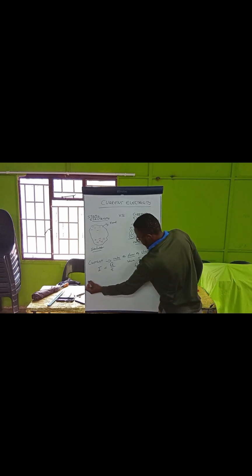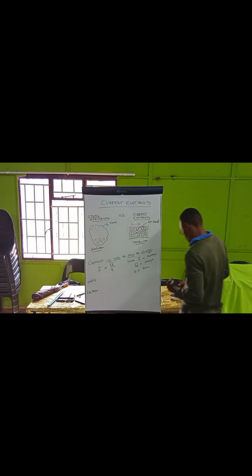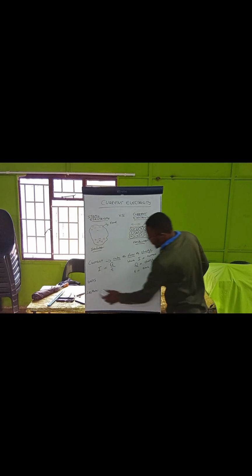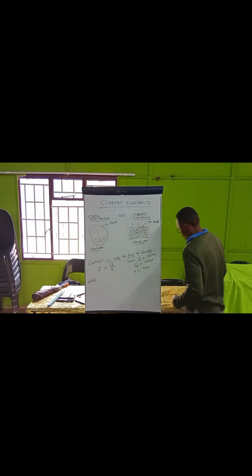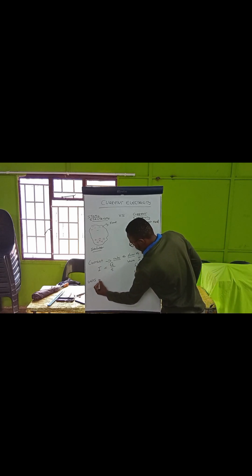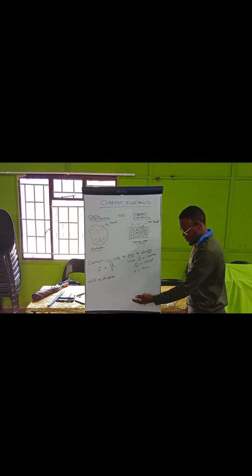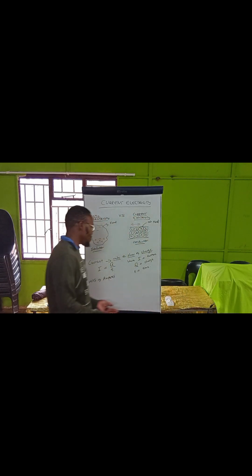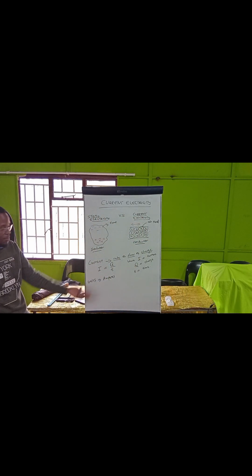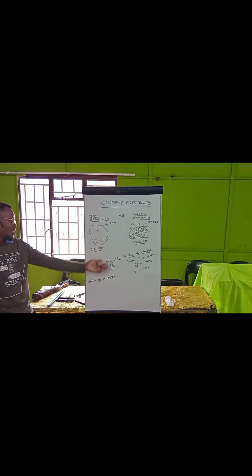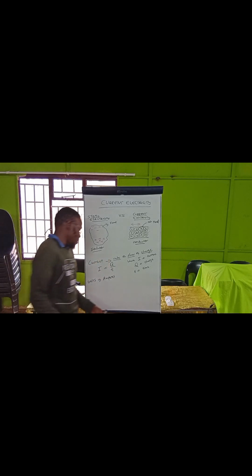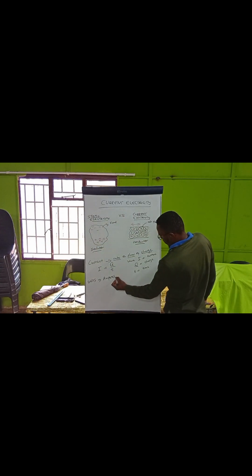Now, what are the units for current? And also, we want to look at what instrument we use for measuring current. The unit for current is called the amp. Some will pronounce it as amperes, but pronounce it as amps. The R-E-S is silent, so amps, and it's a capital letter A.